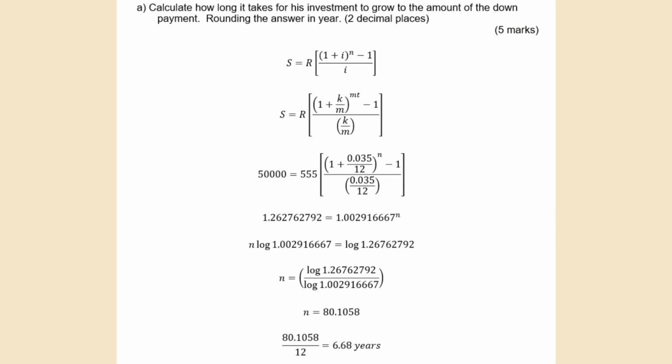Next we will use log, which is n log 1.0029166667 equals log 1.26762792, and we will arrange it properly, which is n equal to log 1.26762792 divided by log 1.0029166667. We will get the answer from the calculator, which is n is 80.1058. Now we want to find years, so we will divide 80.1058 by 12, so that we will get 6.68 years.